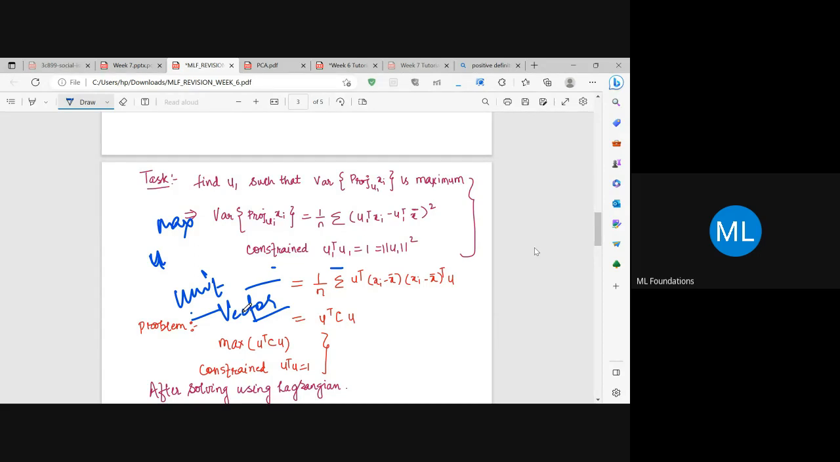Can you please repeat one more time, sir? Okay. So if you are asked which of the following options are the optimization problem and the constraint for PCA, principal component analysis, how are we solving this?